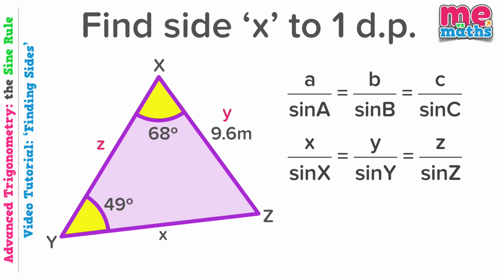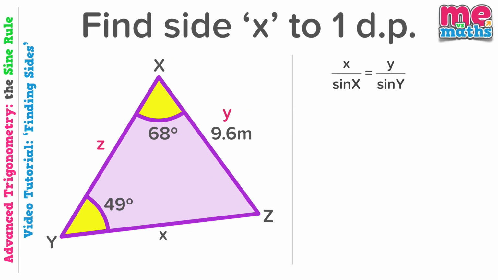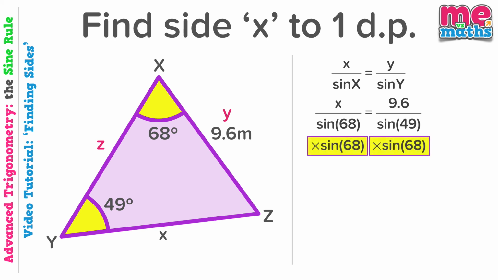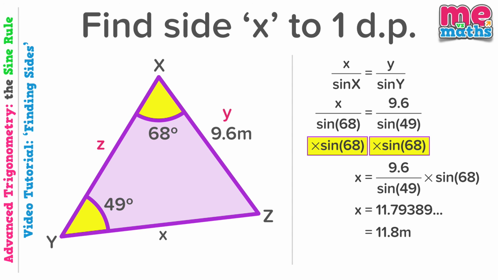Our active sides and angles this time are the X's and the Y's. So we're not going to need the Z part of our sine rule. We'll be using X over sine X equals Y over sine Y. Let's substitute our values in just as before. We need to multiply both sides by sine 68, which will give us the calculation that we need to input into our calculator, and if we do that correctly and tidy our answer up, we should get a length for x of 11.8 meters.